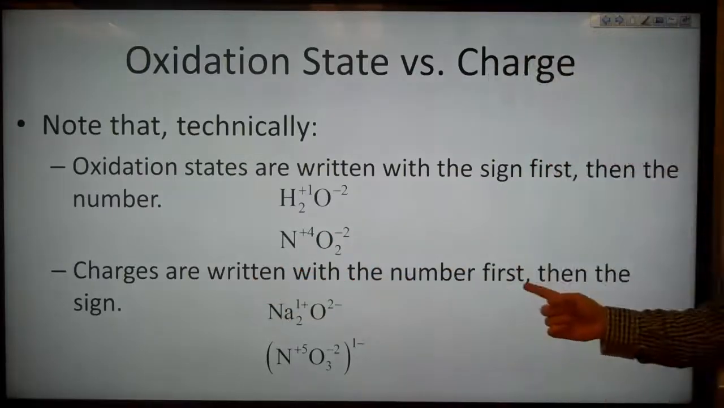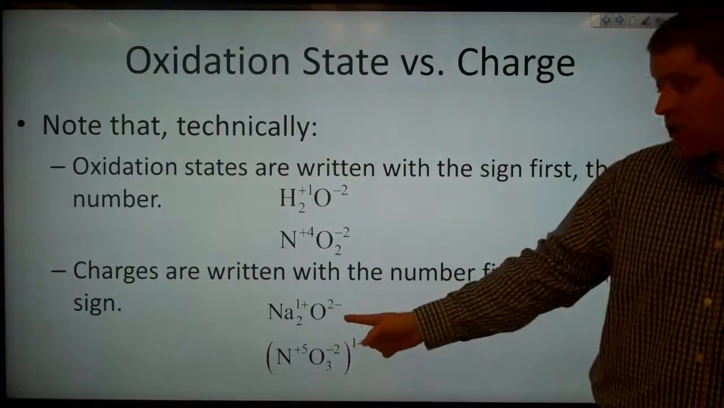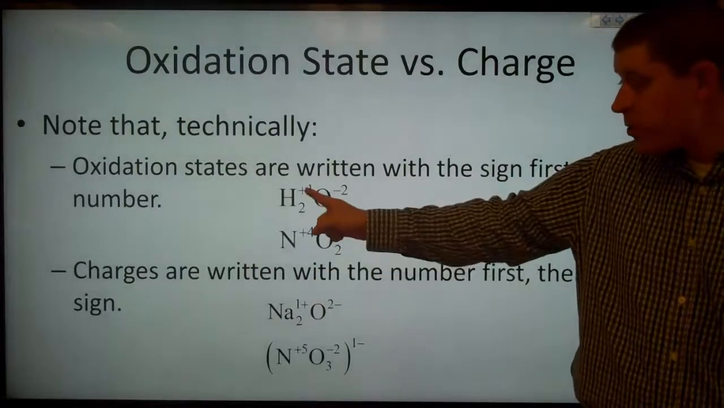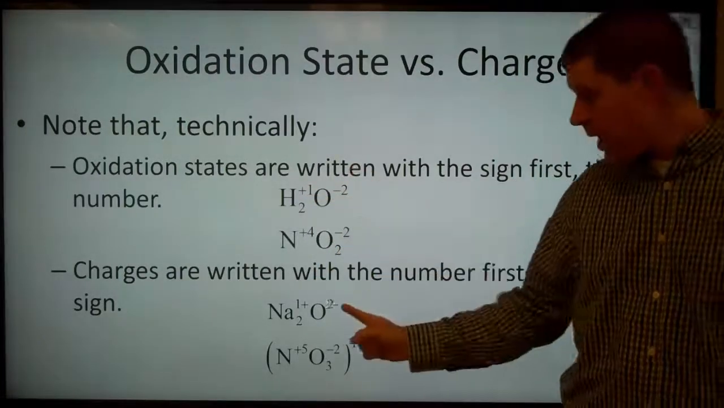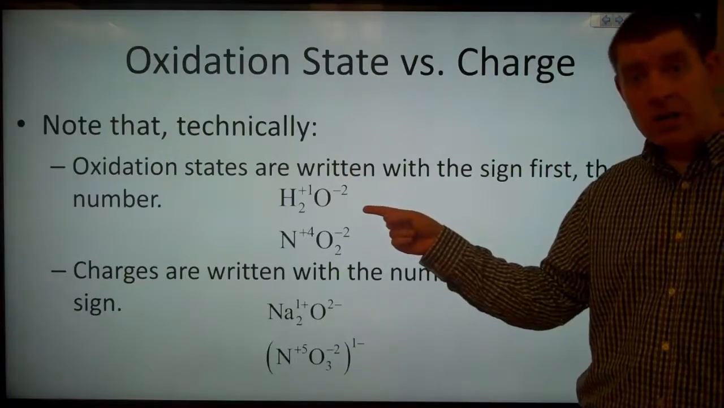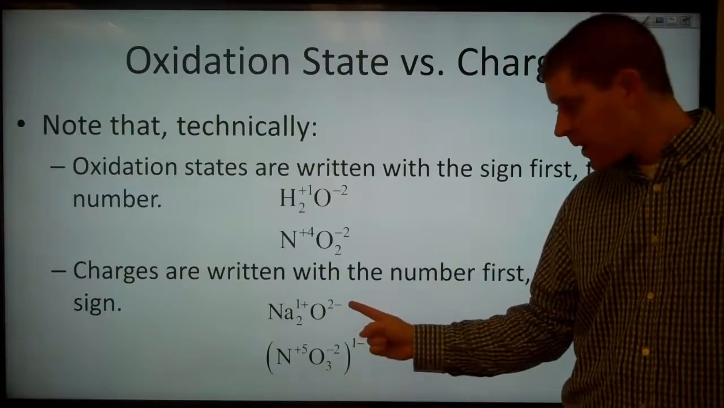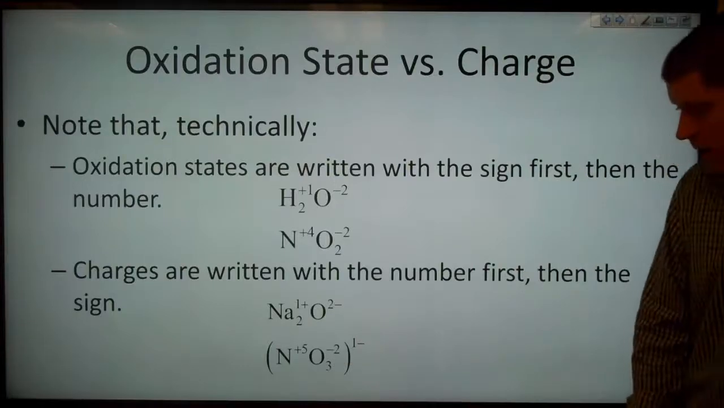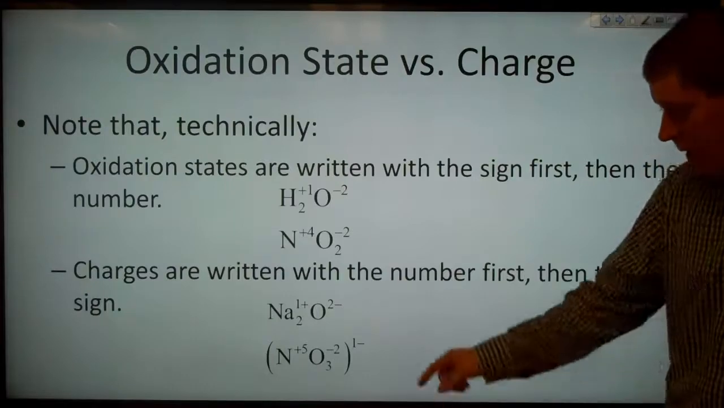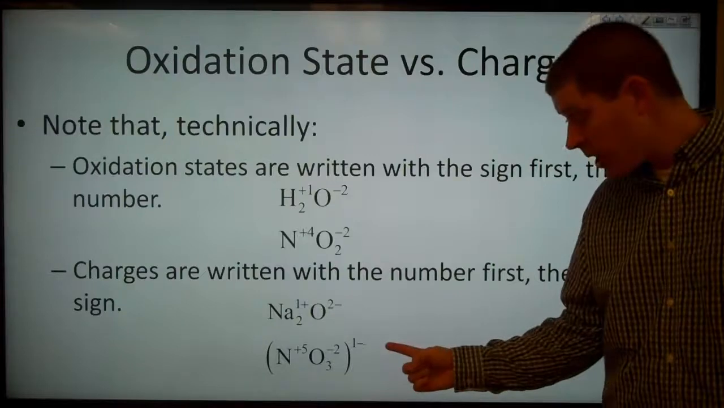And the charges are written with the number first and then the sign. So in sodium oxide, the sodium ions have a charge of 1+. Note that the hydrogen up here was +1, not 1+. And the oxide was 2-, whereas up here the oxygen atom had an oxidation state of -2. Down here it has a charge of 2-. And down here in nitrate, in the NO3-, we have an overall charge, so a charge on the whole parentheses there of 1-.